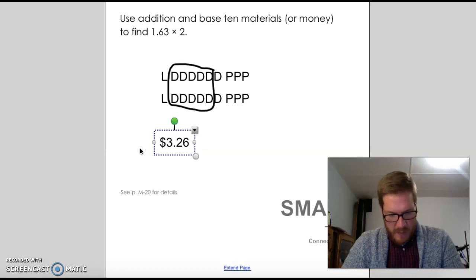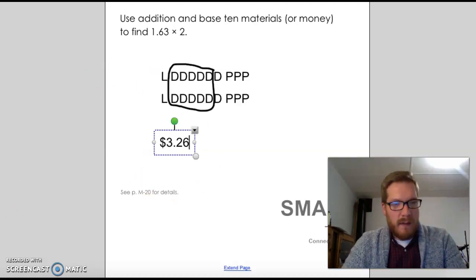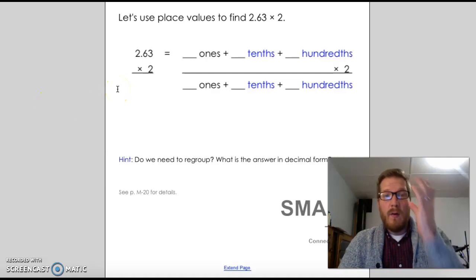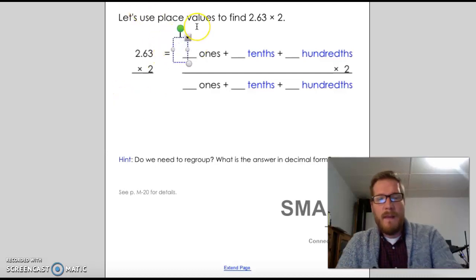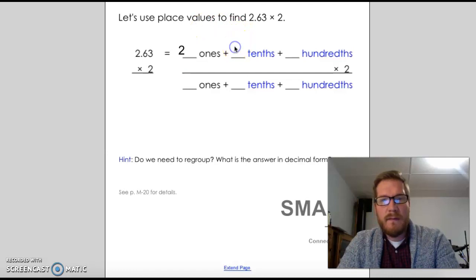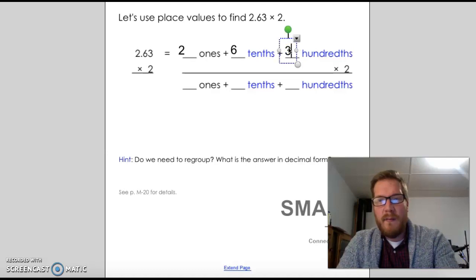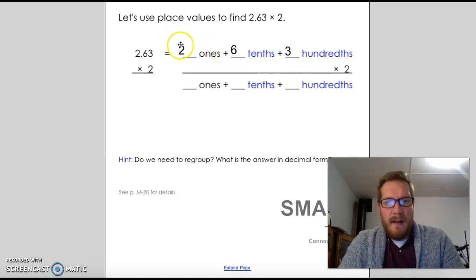Now, if you want, you can pause it here and work on number 5 in the workbook, which is found on page 35, I believe, and we're going to move on to the next slide. So the next thing says here that we're going to use place values to find 2.63 times 2, and so again, there are 2 ones, there are 6 tenths, and there are 3 hundredths. And now we're going to be asked to multiply that by 2.